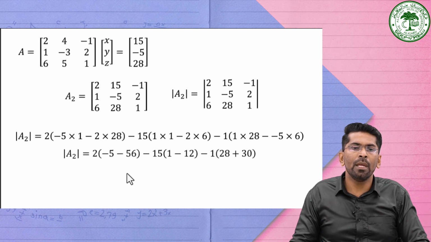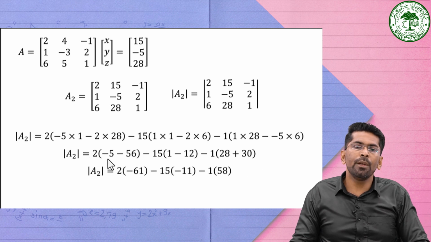So here it will be, see, 2 into minus 1, minus 56, then minus 15 here, 1 into 1, 1 minus 2 into 6, which is 12, minus 1 into 28, which is equal to 28, then 5 into 6, which is equal to 30, so minus will become plus, so it is plus 30 here.